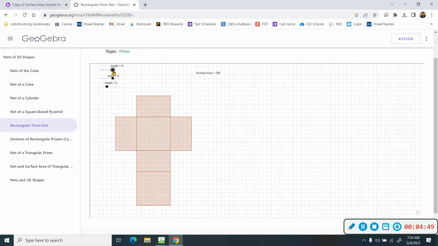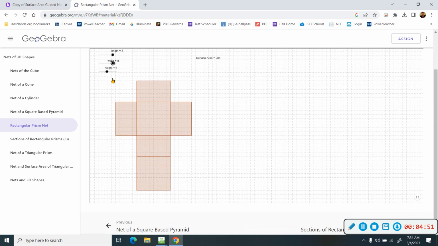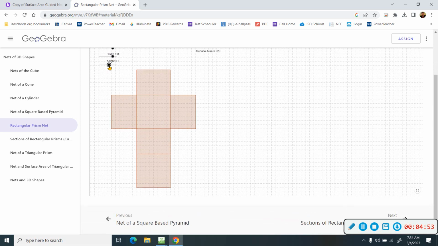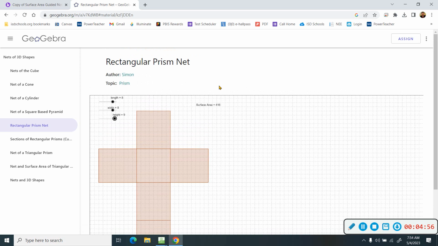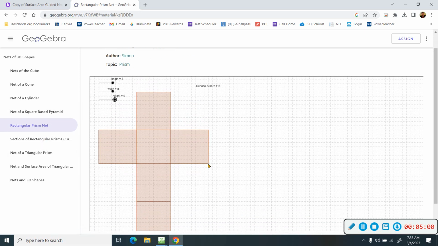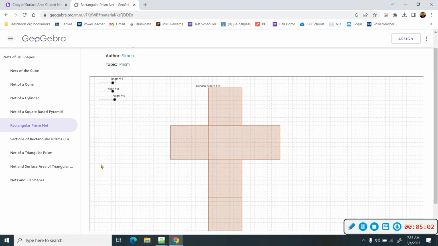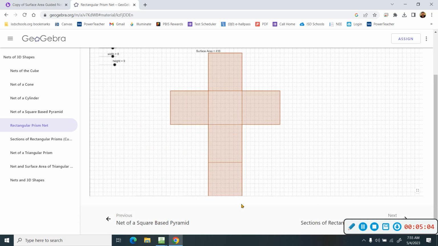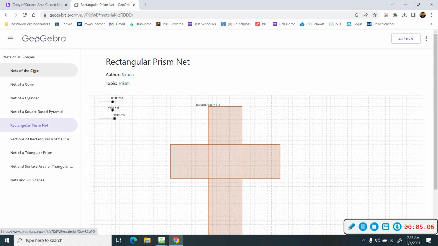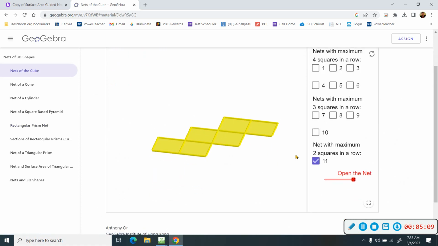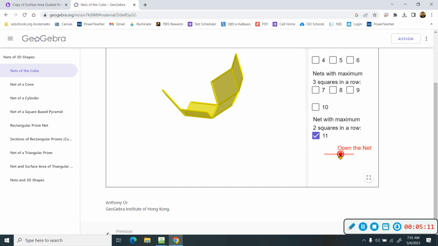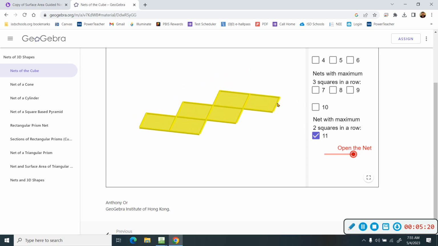Well, I don't see how to fold that up. Normally you can fold those up, but I guess you cannot. Here's all the nets of the cube. Cube and a rectangular prism are very similar. You can see how it folds, and you have 1, 2, 3, 4, 5, 6 different faces.